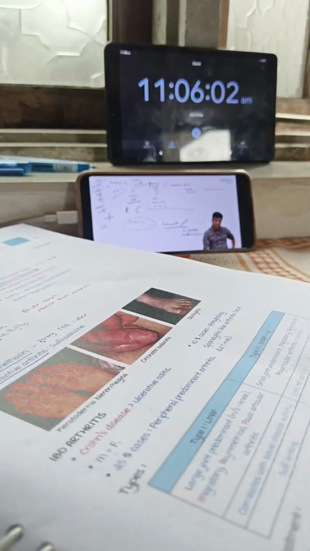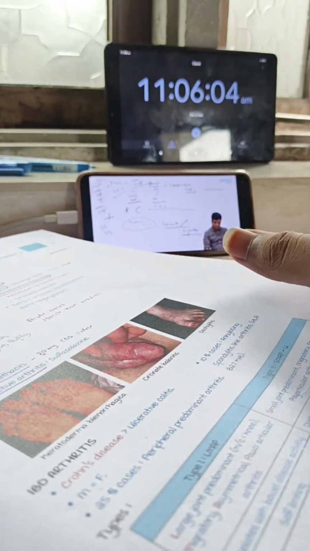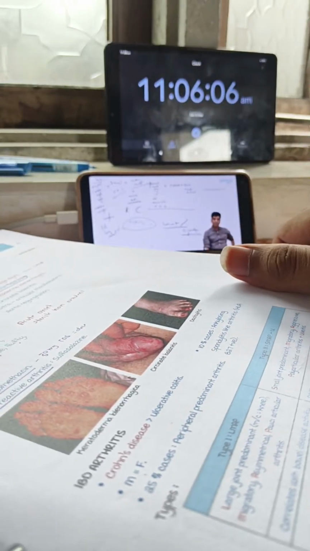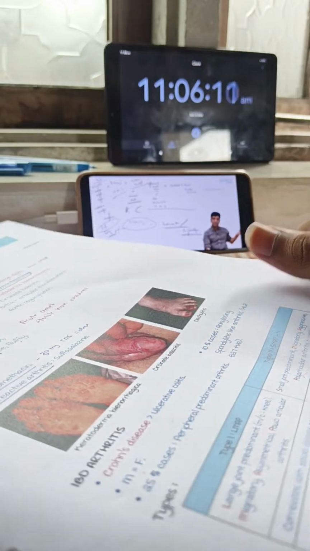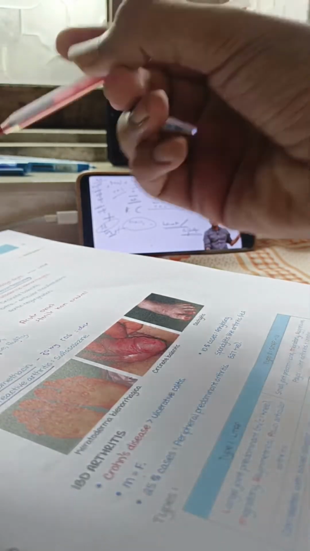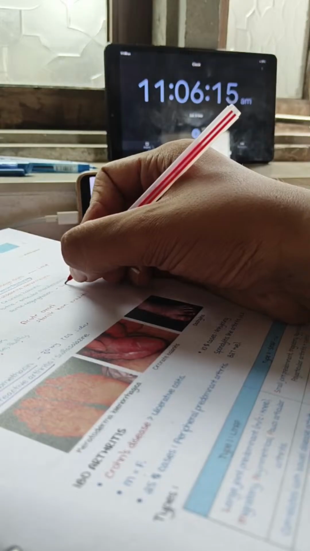Last point is, can you have extraarticular manifestations here? Yes, aortic regurgitation can be seen. Lung involvement, renal involvement are actually speaking very, very uncommon. AR can be seen, conduction blocks may be seen because of that. But lung is almost absent, renal is very, very rare. This is equal to reactive arthritis.